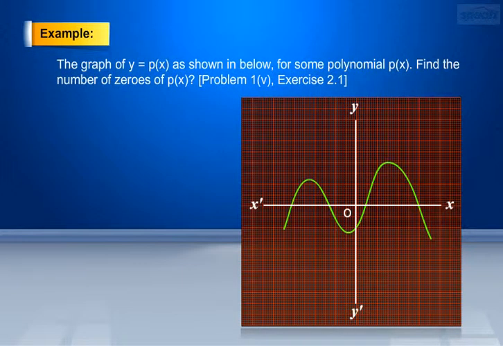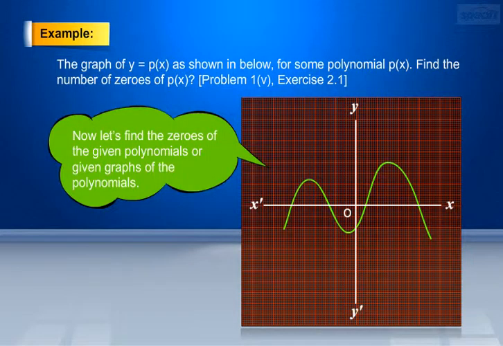Now let's see some examples to find the zeros of the given polynomials, or given graphs of the polynomials. Example 1. The graph of y is equal to p of x is shown below. For some polynomial p of x, find the number of zeros of p of x.